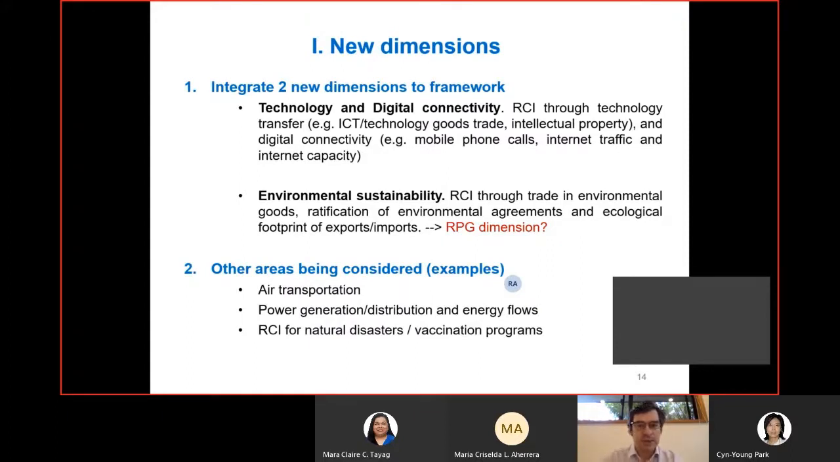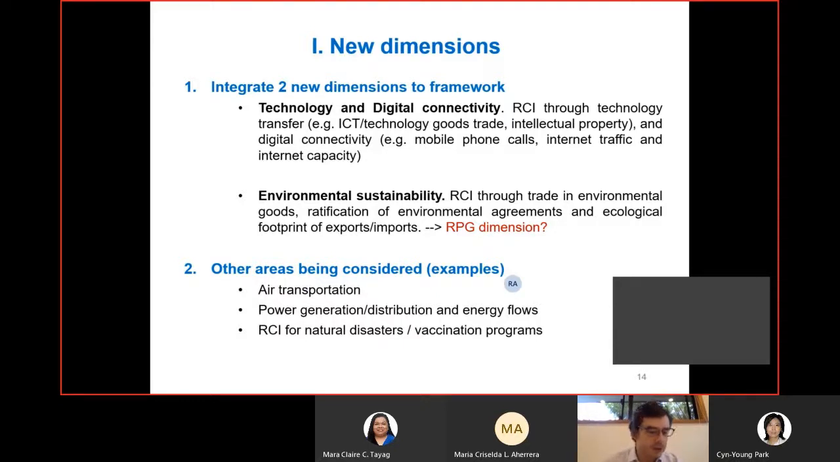For the new dimensions, we are considering at the moment, after consultation with the different users and departments that access the index regularly, integrating two main dimensions. The first is technology and digital connectivity, which basically wants to capture the role of ARCII through technology transfer, which means technology and ICT goods trade, intellectual property, and also digital connectivity as an important dimension. And this involves internet traffic, internet capacity, mobile and telecommunications, this type of indicators, which we will explain in detail.